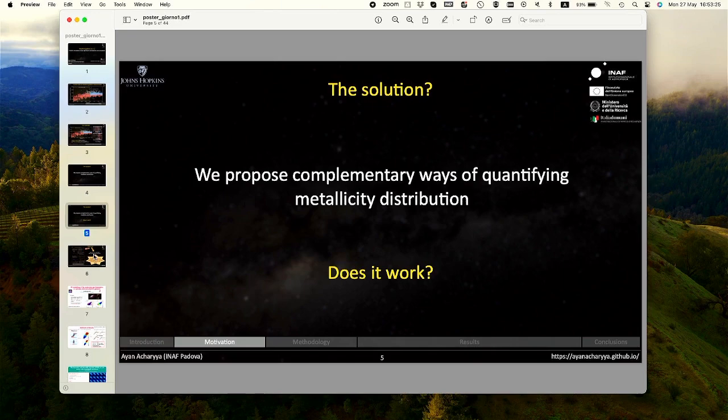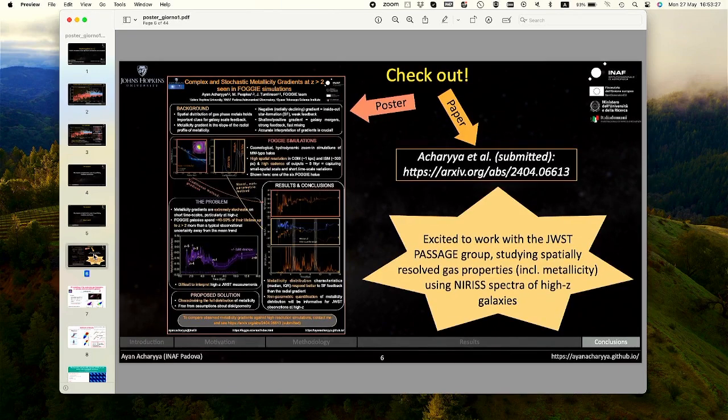To understand that, you have to please check out my poster, which is a big black one right at the very end of this row, or look up the paper we recently submitted. But I just want to finish by saying that although this is the work that I did in my previous position, I am very excited and looking forward to starting working with the JWST PASSAGE team, which has the nearest data, and continue to study these amazingly spatially resolved ionized gas properties.